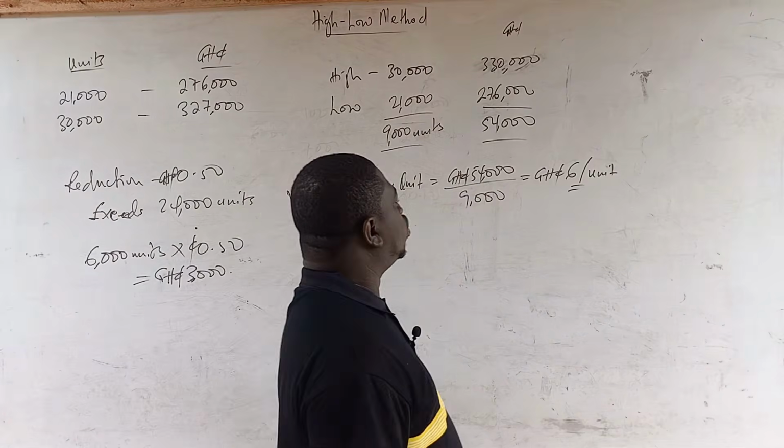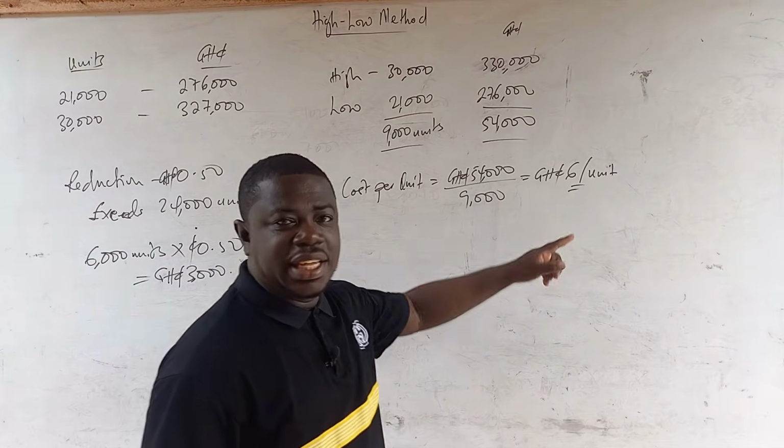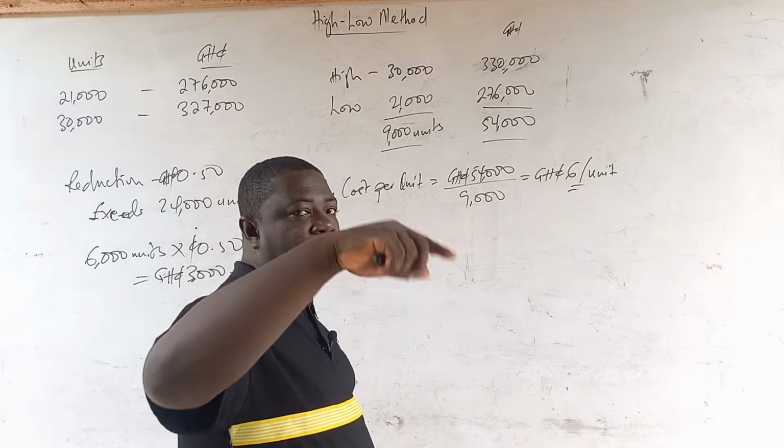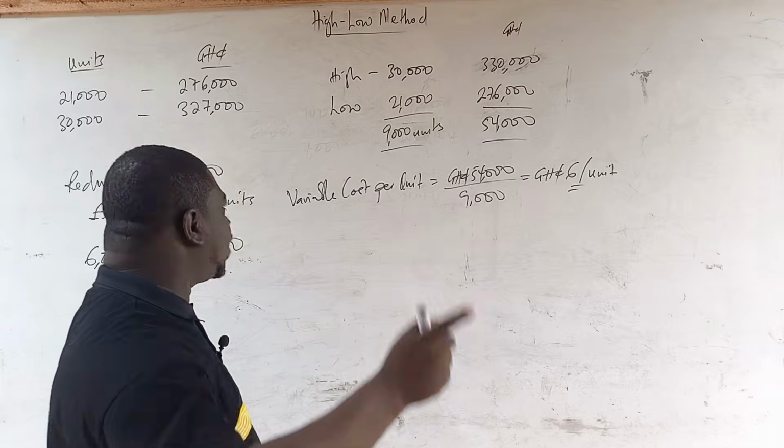Okay. So now that we have this, it means that we can now find the variable cost per unit that is applicable when the activity level exceeds 24,000.